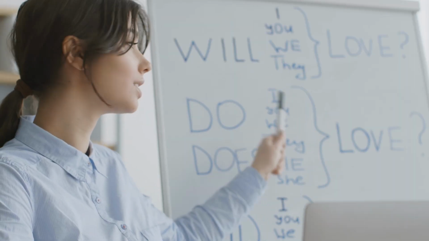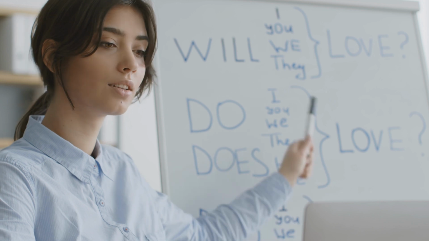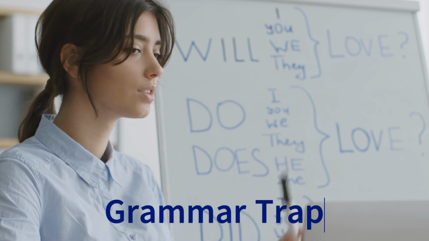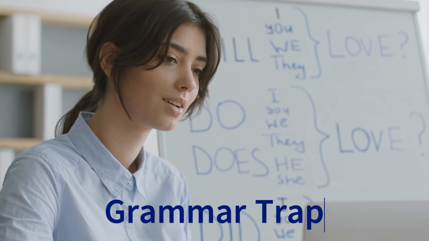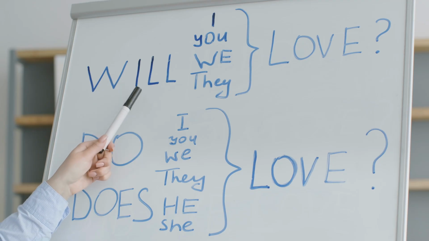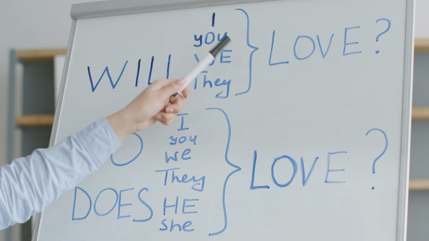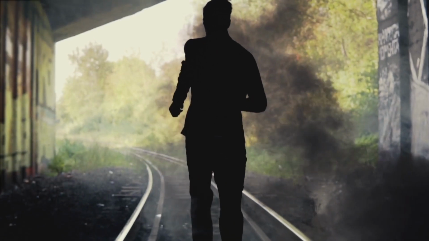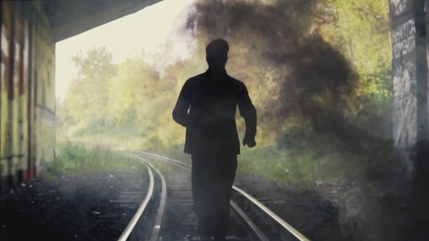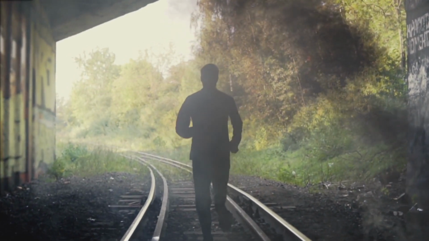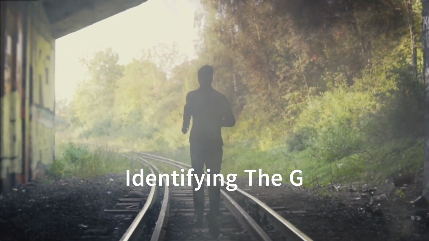Today, we're diving into a topic that many English learners struggle with, and it's something I call the grammar trap. You might be wondering, what exactly is this trap? Well, it's the hidden barrier that prevents you from speaking and writing English fluently and confidently. It's not about not knowing grammar rules, it's about how we often approach learning and applying them. Stick around, because in just a few minutes, I'll show you how to identify this trap and, more importantly, how to escape it.